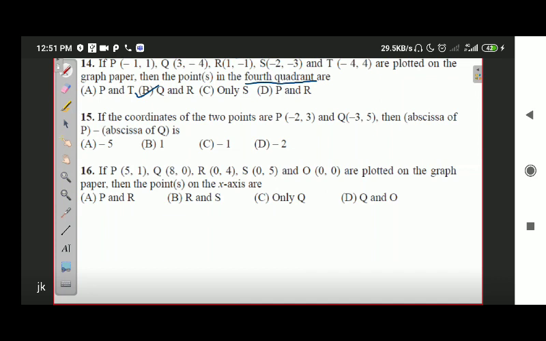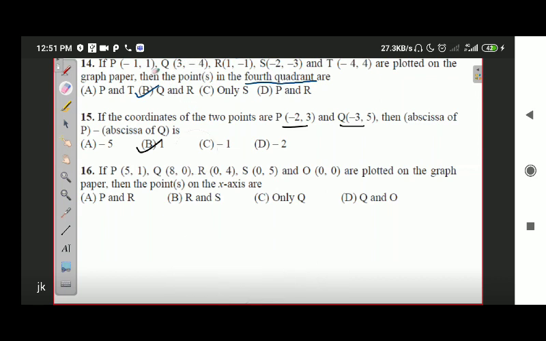15th is, if the coordinates of 2 points P and Q are given, then the abscissa of P is -2 minus the abscissa of Q. Abscissa of Q is -3. Okay, so this will be -2 plus 3, that is 1.